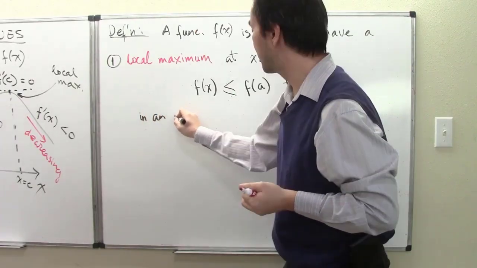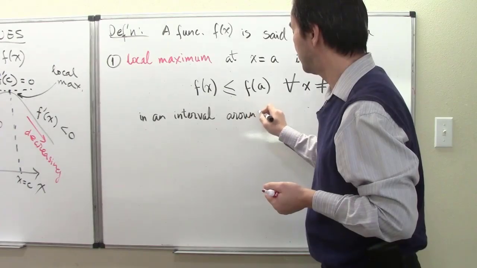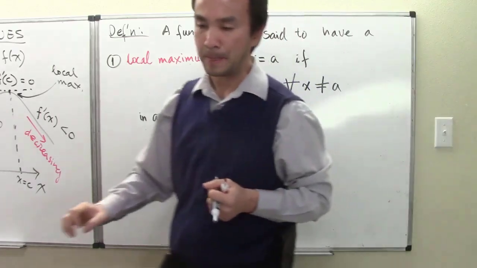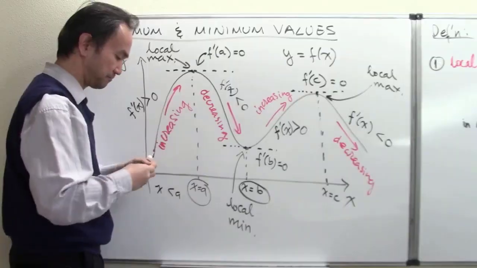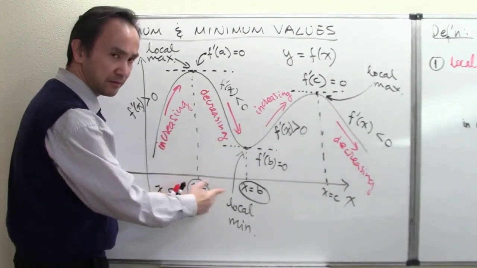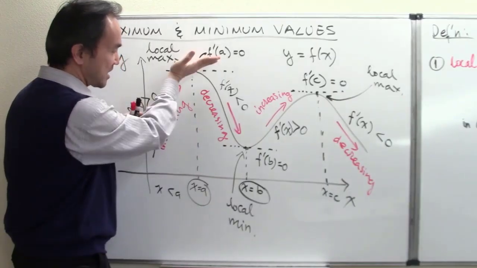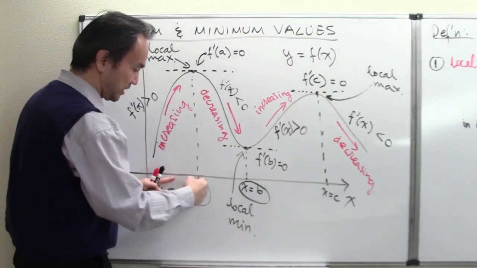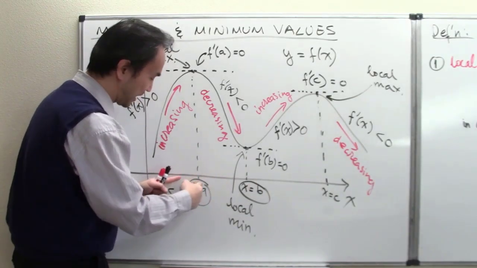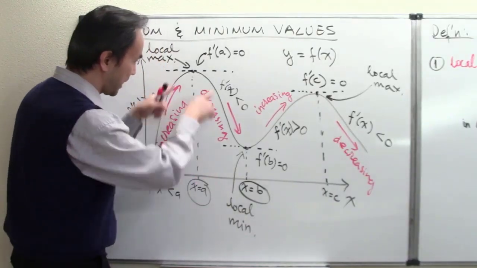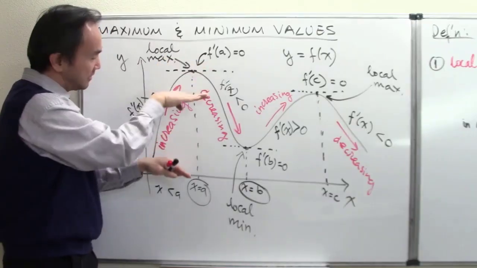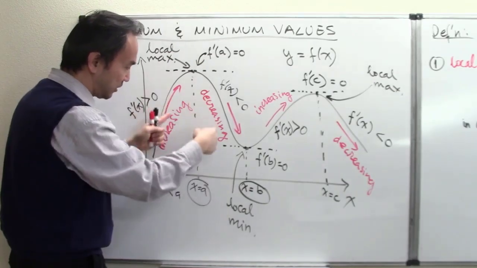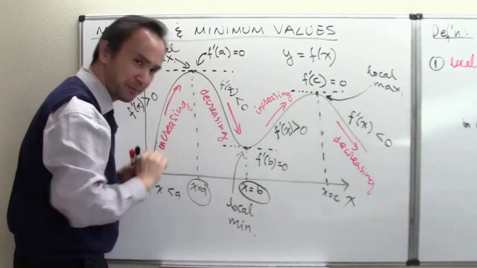in an interval around x equals a. Here's what it means. When x equals a, the function f of a hits its highest, and anywhere else, x not equal to a, means some point here, some point there. For any other x value not equal to a, the function value is lower than that height. So that height here is the highest, and anywhere else other than a is just lower than that point. And that's what it means.